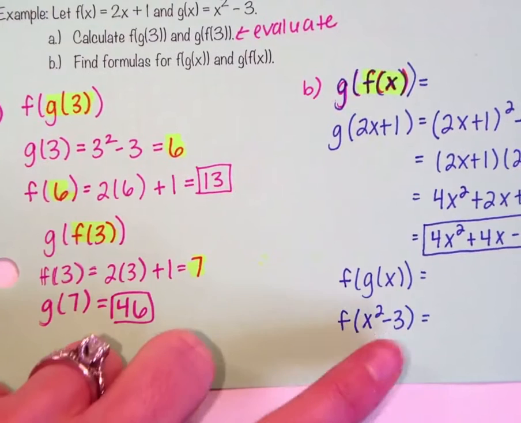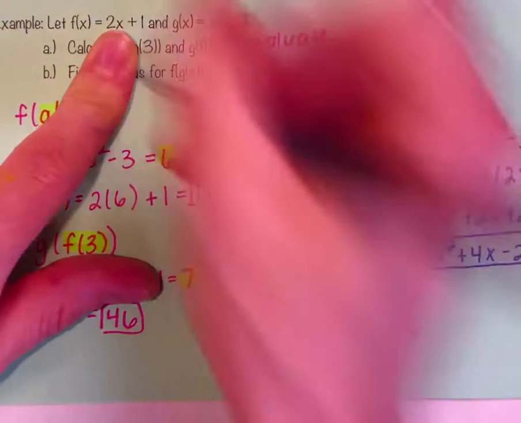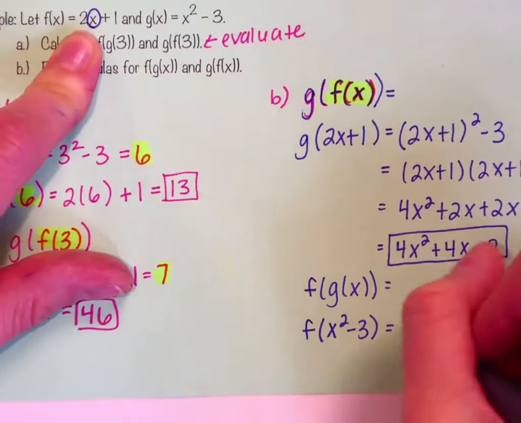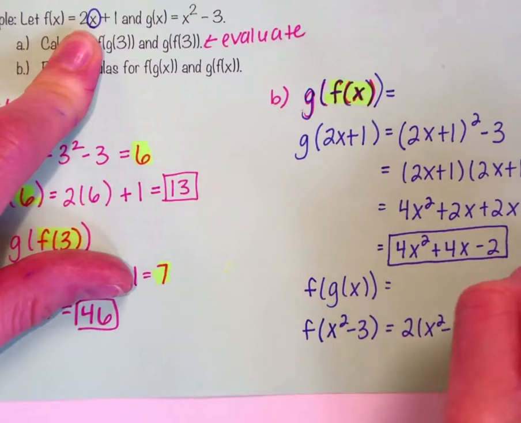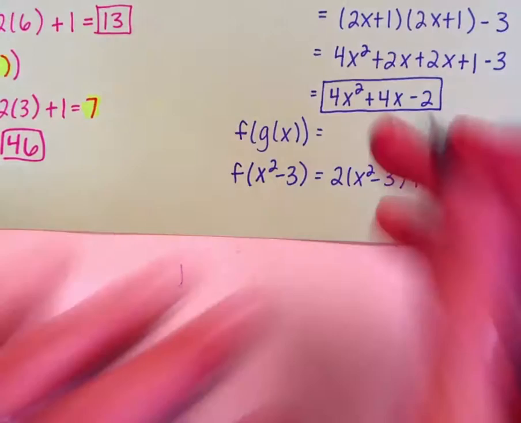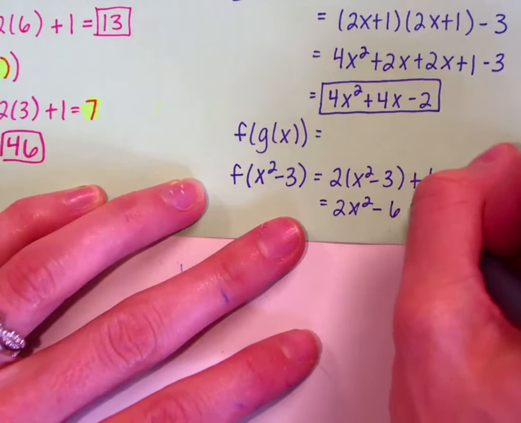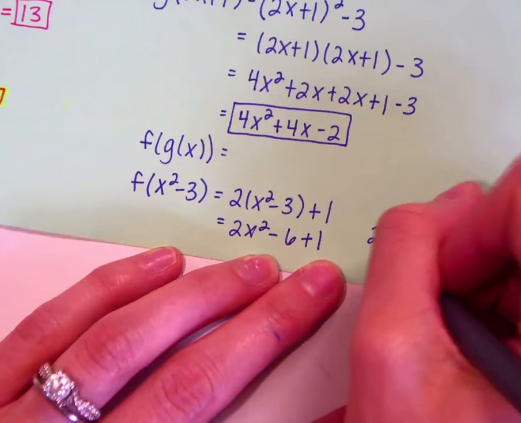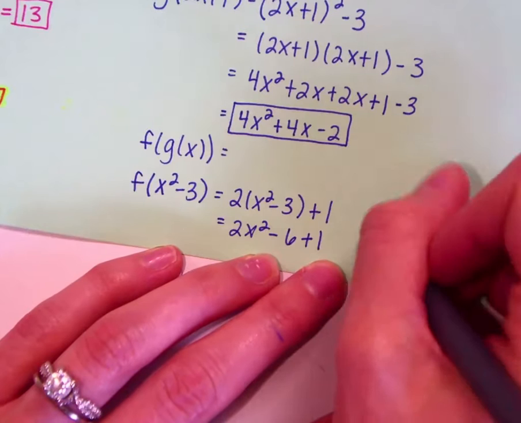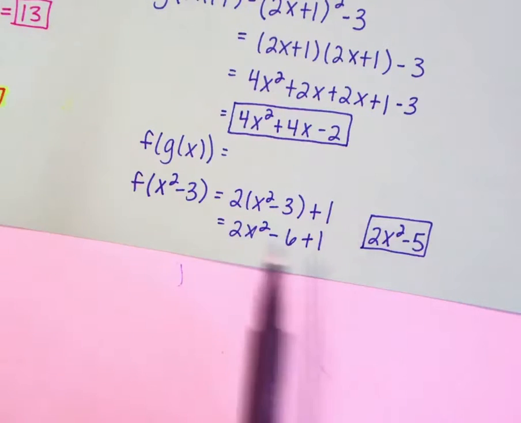So if I'm wanting to evaluate f of x squared minus 3, I'm going to substitute that in for x right here, and that would be 2 times x squared minus 3 plus 1. And from there, just be careful with your algebra. So 2x squared minus 6 plus 1 is going to give me 2x squared minus 5. Okay? I'll leave it up to you guys.